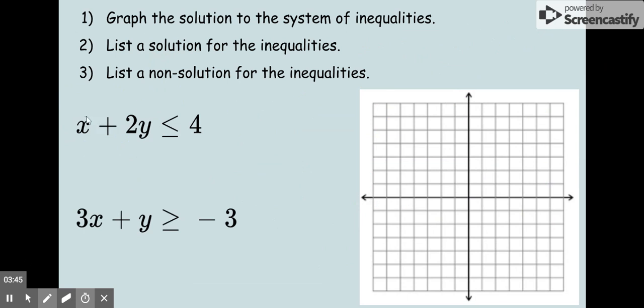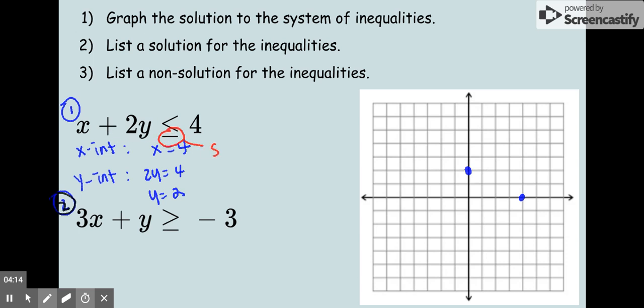We need to graph this inequality. We have standard form. I like standard form because it's much easier to find the x- and y-intercepts. For the x-intercept, y is 0, so x is equal to 4. For the y-intercept, x is 0, so 2y equals 4, so y is equal to 2. And is it solid or dashed? It is a solid line. So let's graph the line.